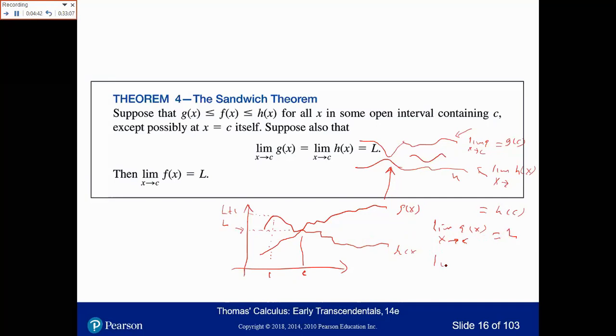What about limit of H of x as x goes to C? This is H of x. You can see H of x, trace it. Also, it comes to the same point C. So as x goes to C, the limit is L. Both of them, their limit is L, right? What about the function inside them, between them, which is called f? What is the limit of the function inside them as x goes to C? Also the same. It's going to be the same point. Excellent.